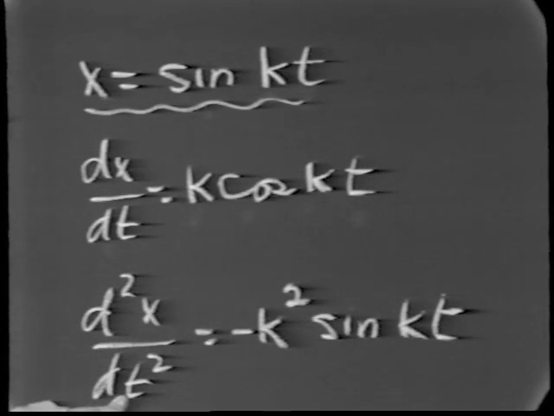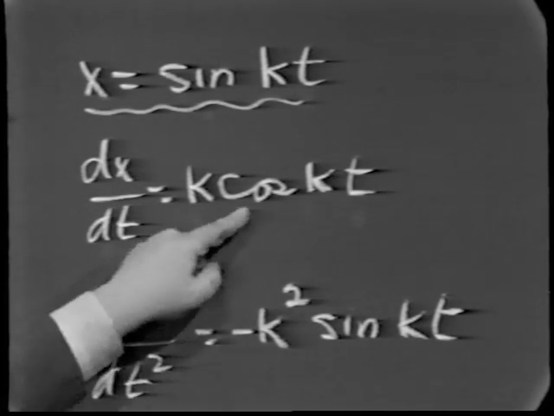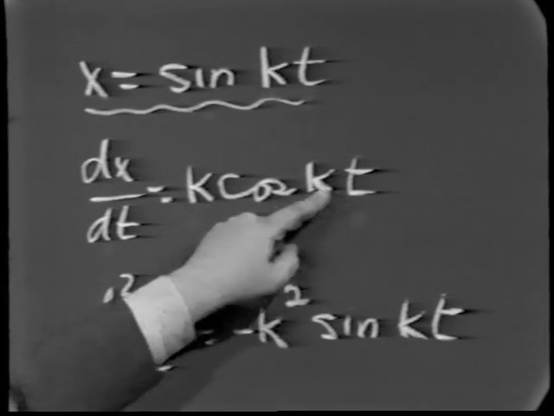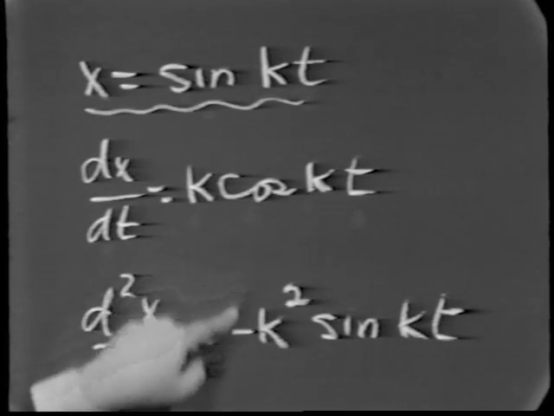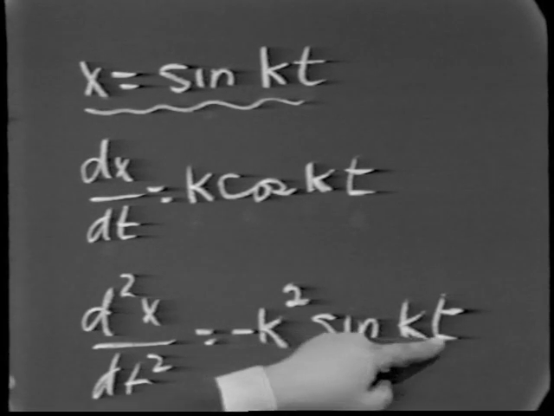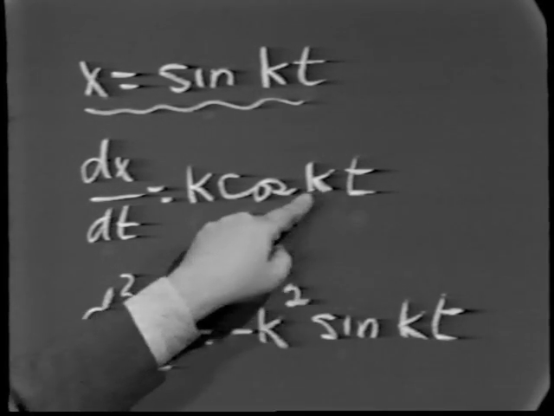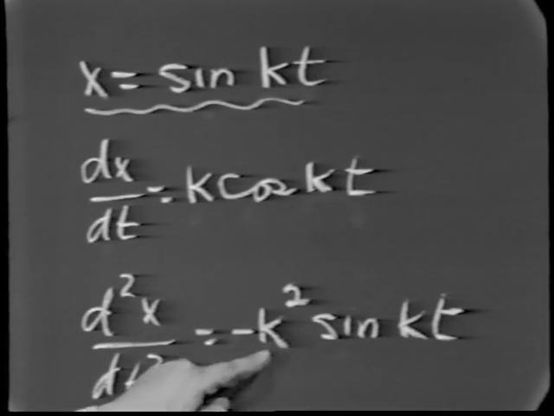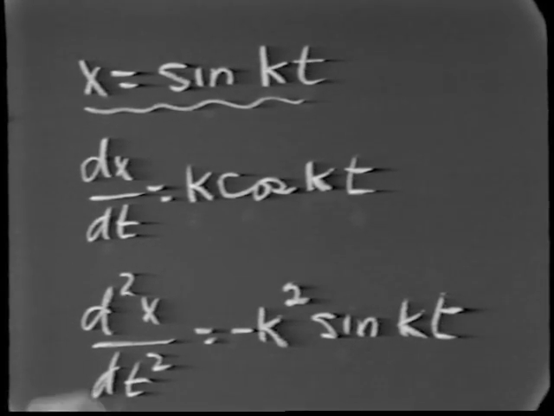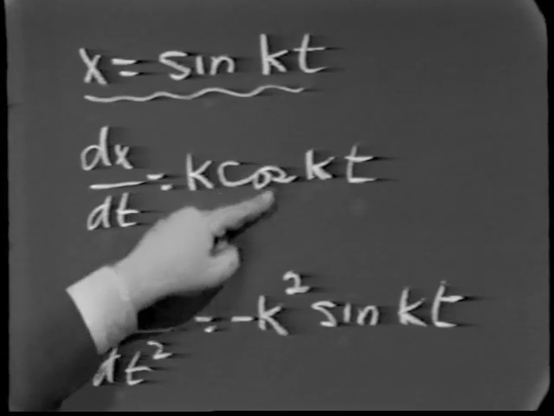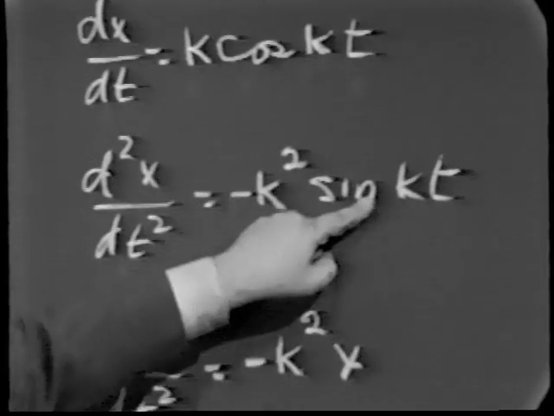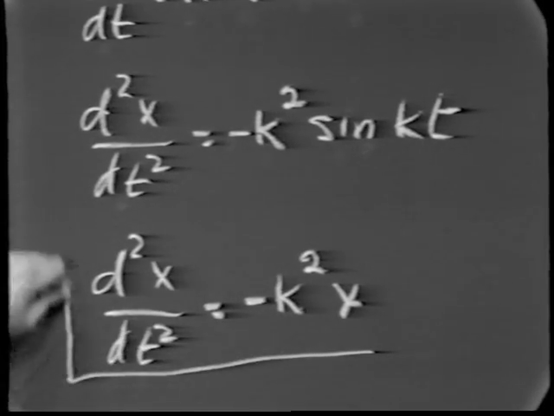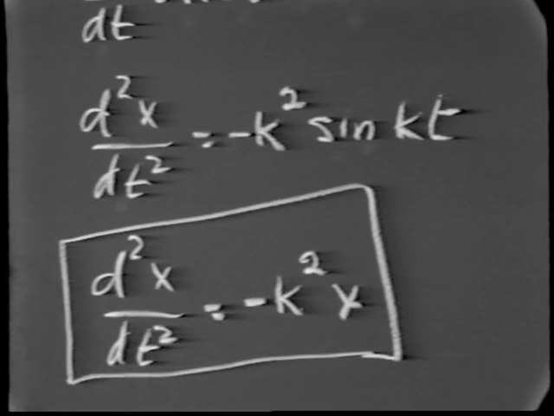The second derivative of x with respect to t, namely the acceleration, is what? How do you differentiate the cosine? The derivative of the cosine is minus the sine. By the chain rule, I must multiply by the derivative of kt with respect to t, which gives me another factor of k over here. Remembering that x equals sine kt, I arrive at this particular so-called differential equation.